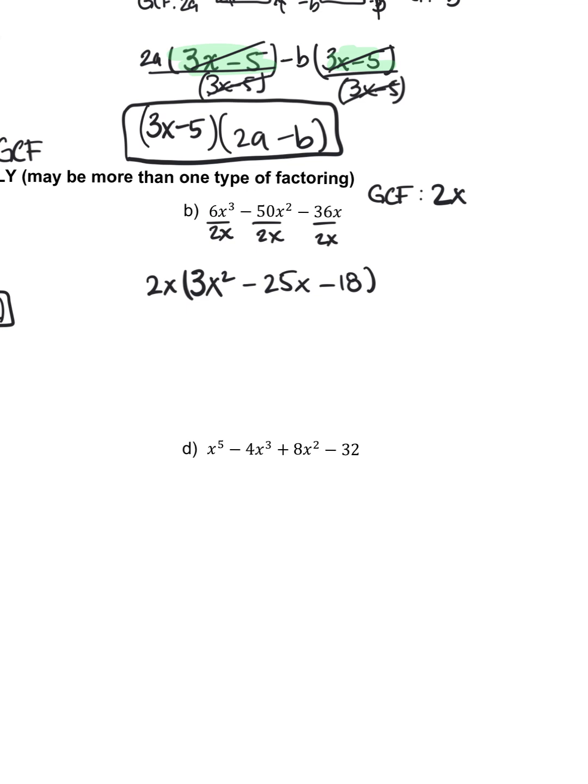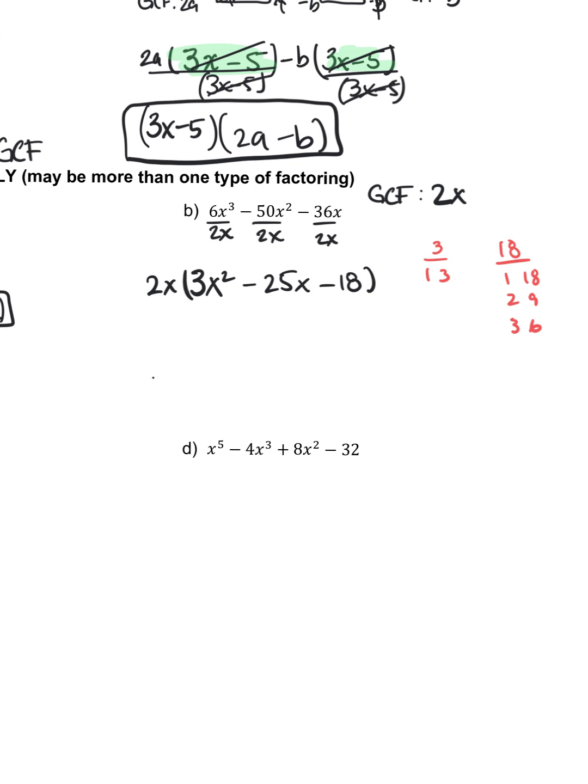So we're going to look at 3. The factors of 3 are just 1 and 3. The factors of 18 are 1 and 18, 2 and 9, 3 and 6. And because this is a minus and a minus, we know for sure that those signs have to be opposite.